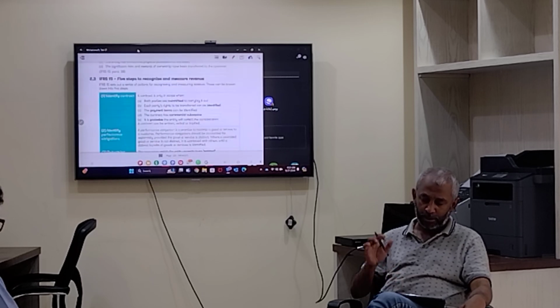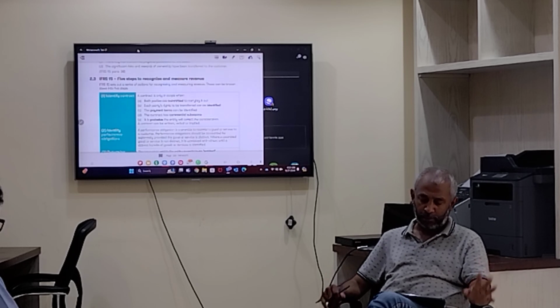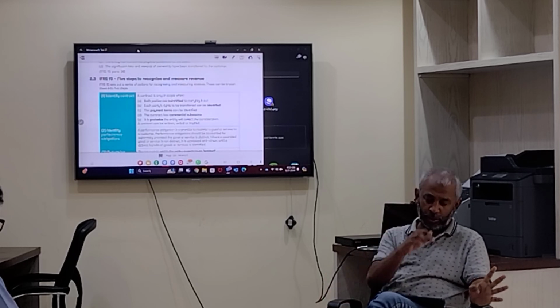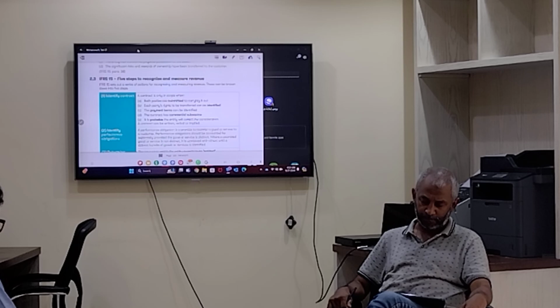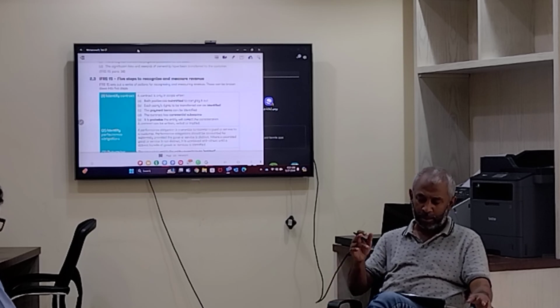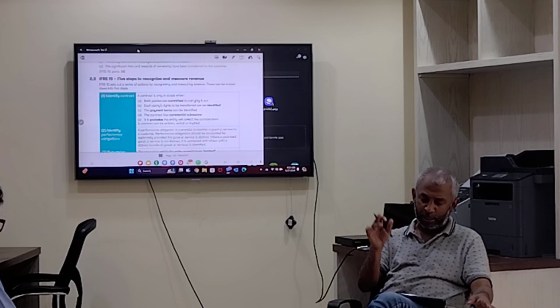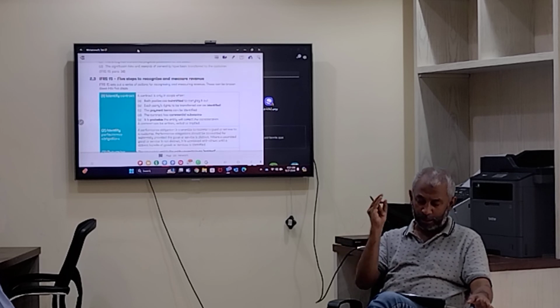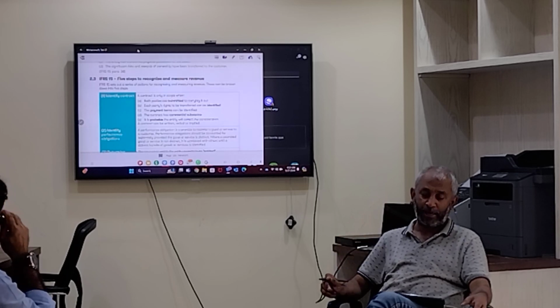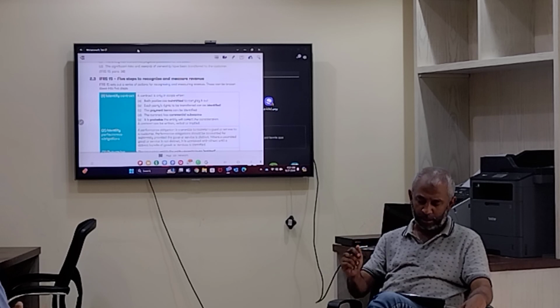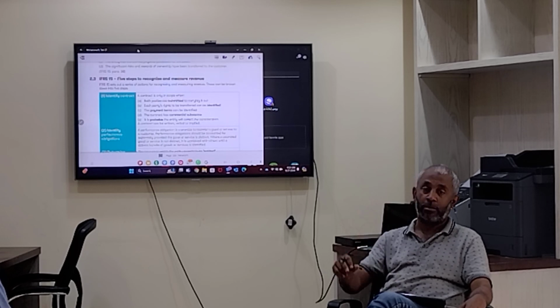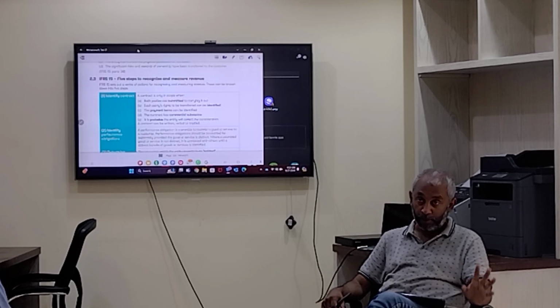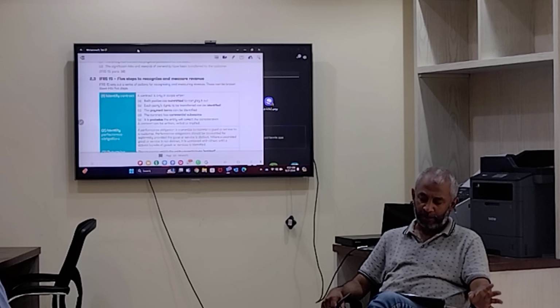The 5 steps to recognize and measure revenue. First, you need to identify the contract. A contract is only in scope when both parties are committed, each party's rights to be transferred can be identified, payment terms can be identified, the contract has commercial substance, and it is probable the entity will collect the consideration. A contract can be written, verbal or implied.